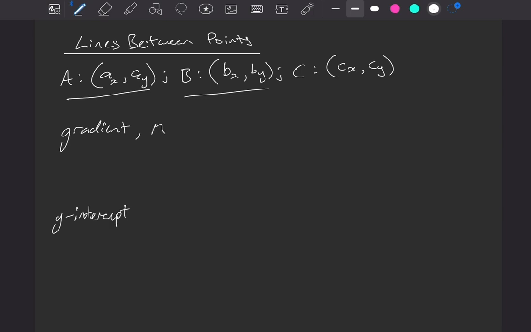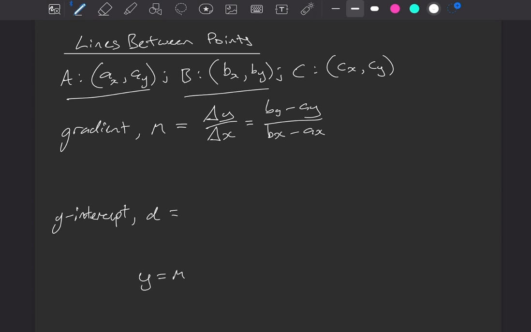The gradient we'll call M, and the y-intercept we normally call C, but because we've got this point C up here, we'll call it D instead. So to find the gradient, we need to do the difference in y's divided by the difference in x's. If we choose points A and B, it's going to be By minus Ay divided by Bx minus Ax.